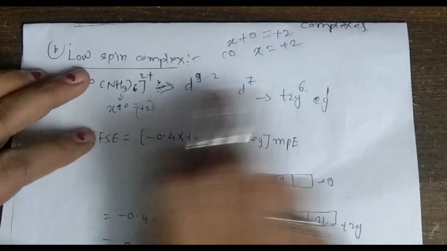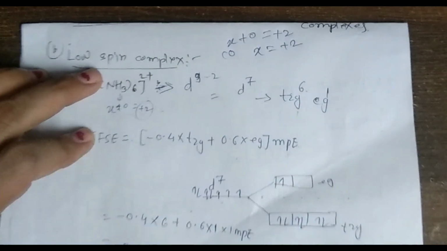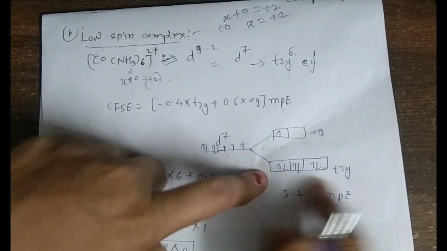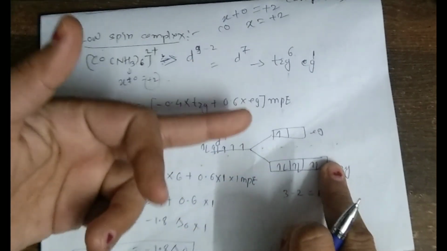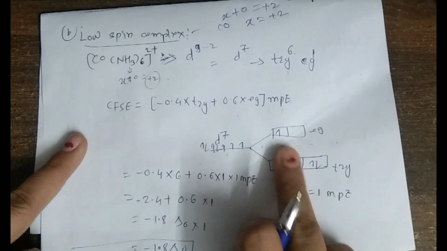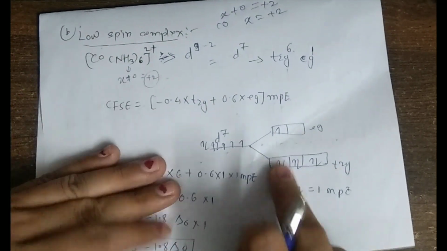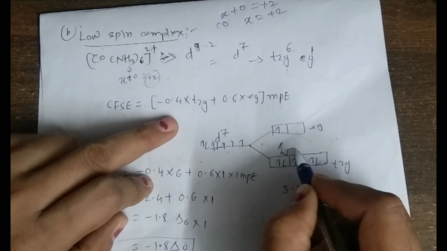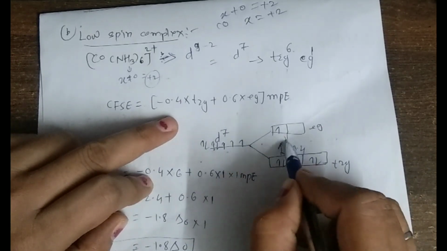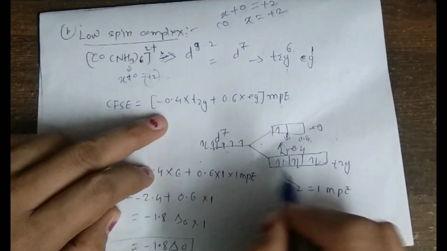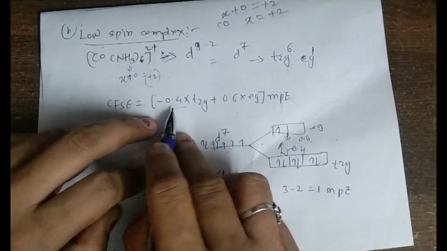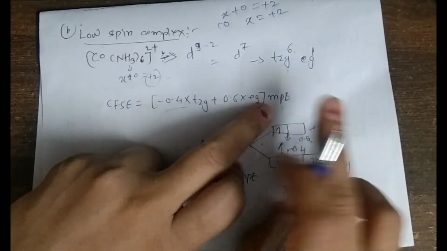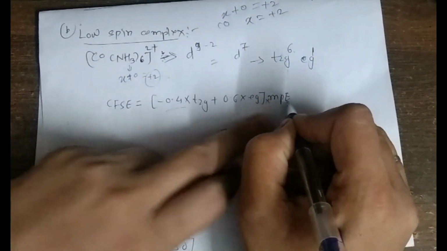This d7 is a high spin complex, so what will it do? First it will fill the T2g completely. After that the electrons will go to the Eg orbitals by excitation. So we can calculate the CFSE value of this complex like this. This difference is minus 0.4, and here the difference is 0.6, so minus 0.4 into the T2g set of orbitals plus 0.6 into the Eg set of orbitals plus the mean pairing energy.